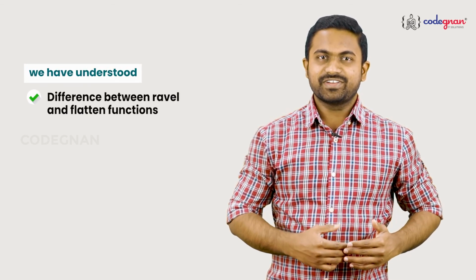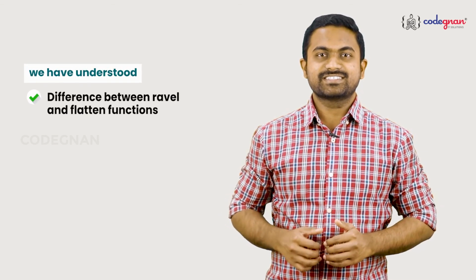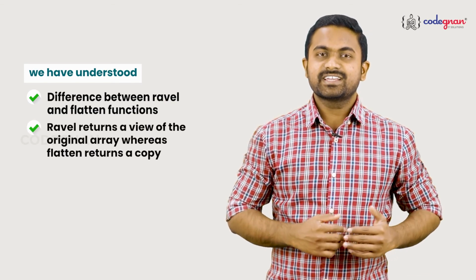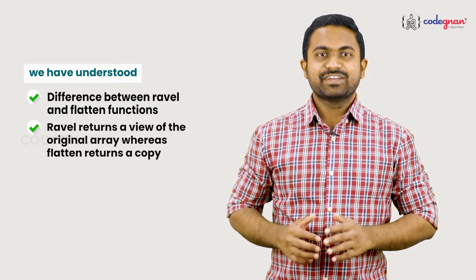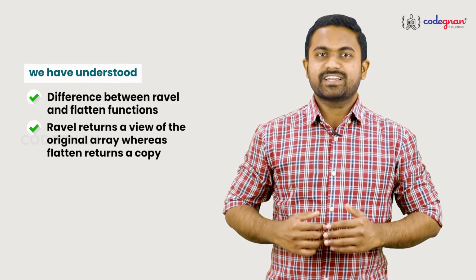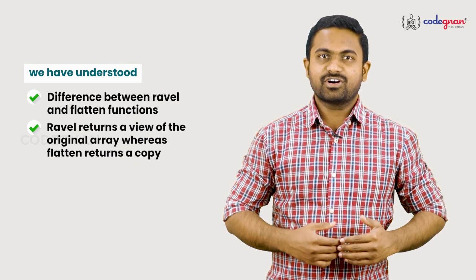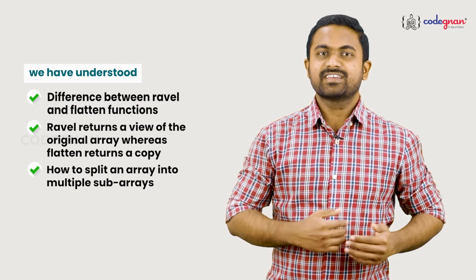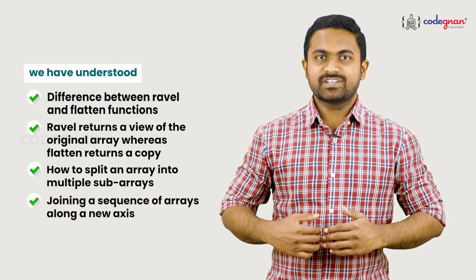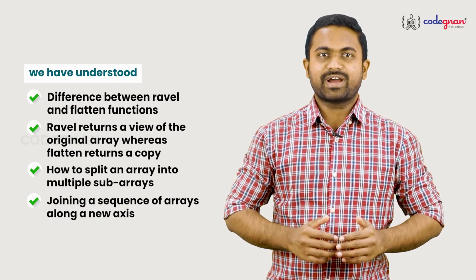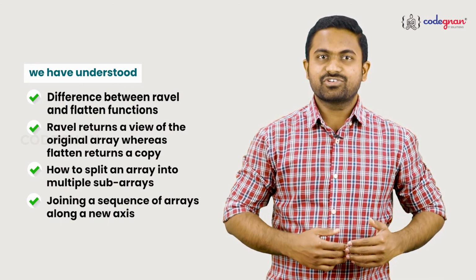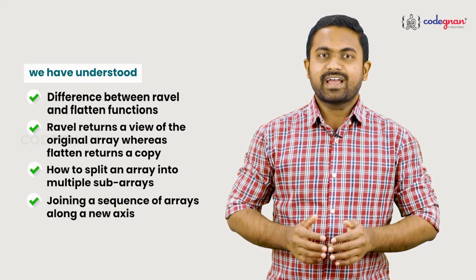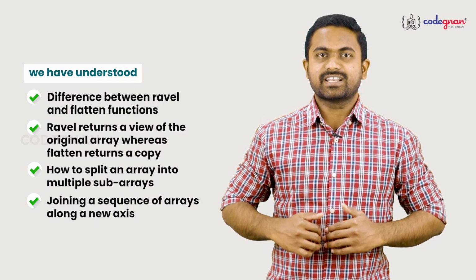So in this video, we have understood the difference between ravel and flatten functions, as ravel returns a view of the original array, whereas flatten returns a copy. We have also worked on how to split an array into multiple sub-arrays, along with joining a sequence of arrays along a new axis. In the following video, we will work on appending and concatenating arrays in NumPy.